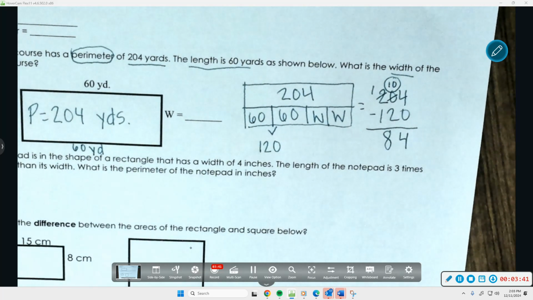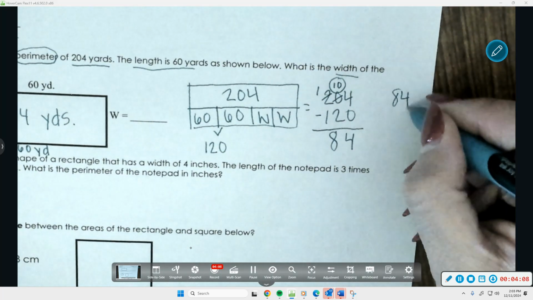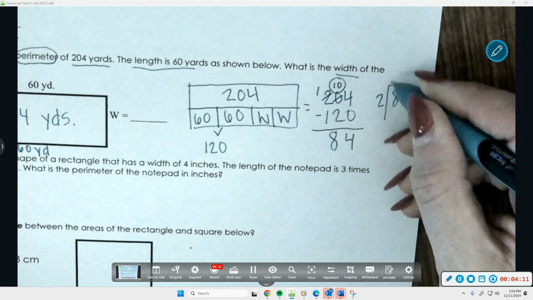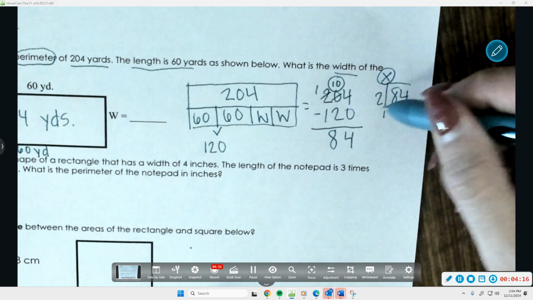Okay. There is a problem on your daily grade, just like this. And how many of you chose this answer? It is a distractor, because what's left? You have to divide by 2. I am missing 2 sides. So I'm going to take my 84 and I'm going to divide it by 2. So 42. I like that.